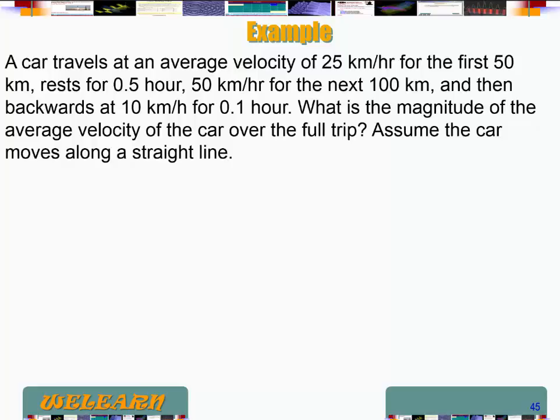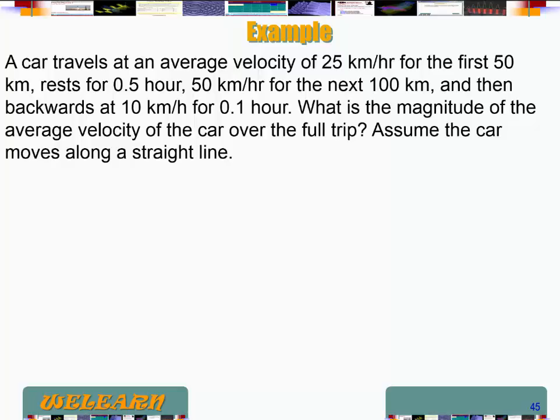In this example, we have a car that travels at an average velocity of 25 kilometers per hour for 50 kilometers. It rests for half an hour, then travels at 50 kilometers per hour for another 100 kilometers, and then it travels backwards at 10 kilometers per hour for 0.1 hours. The question is, what is the magnitude of the average velocity of the car over the full trip? Assume the car moves along a straight line.